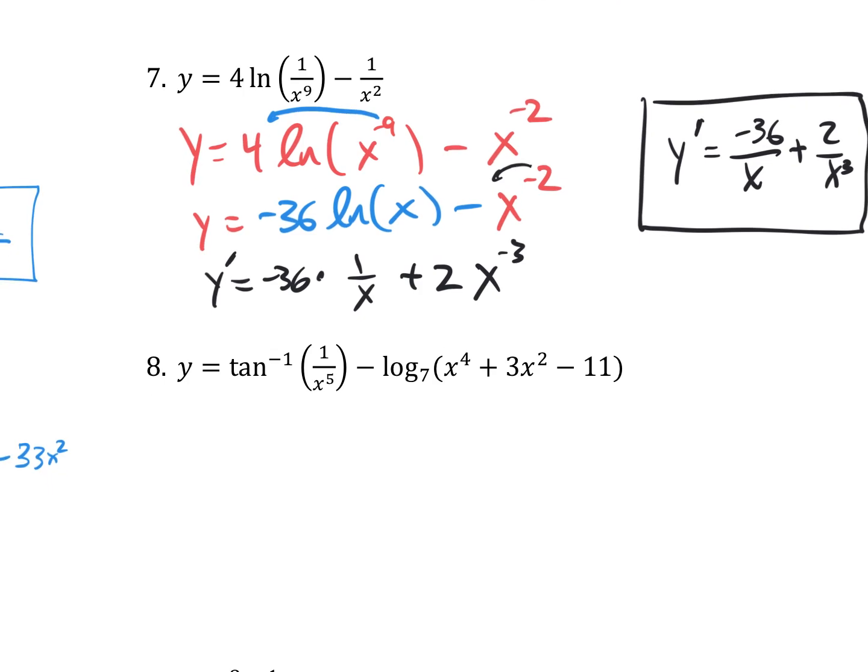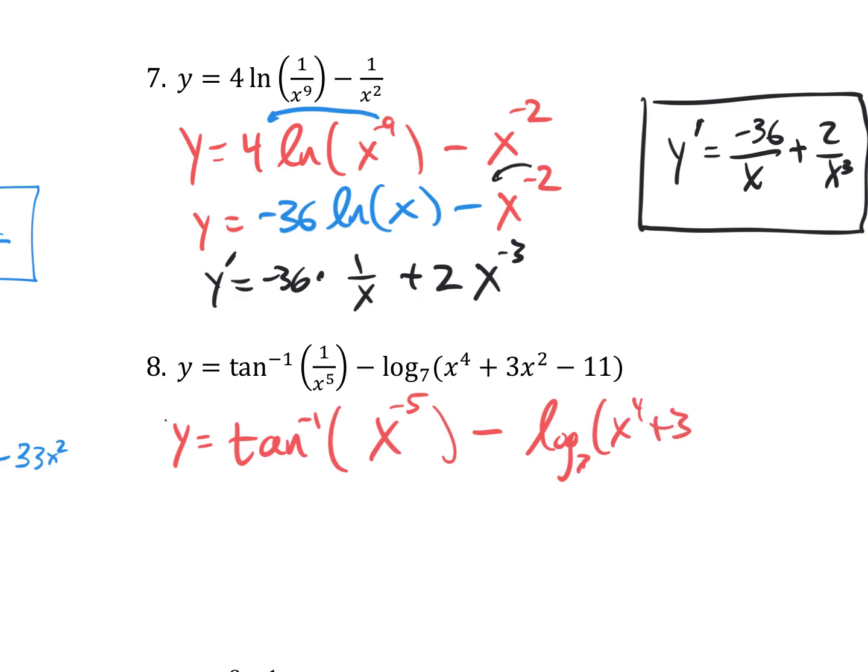Alrighty, number 8 here, inverse tangent. Again, you want to do a rewrite first because of this x here. You'll save yourself lots of silly mistakes by taking just a moment to rewrite that. Nothing to rewrite over here. We'll just leave it alone. X to the fourth plus 3x squared minus 11.